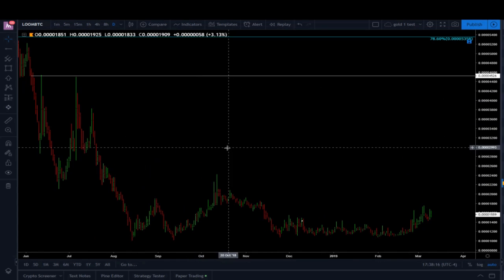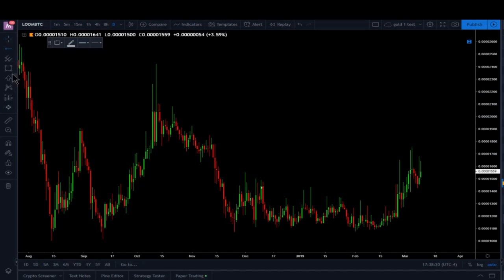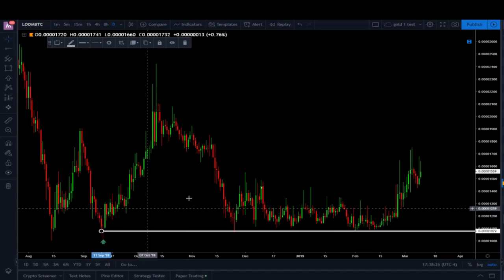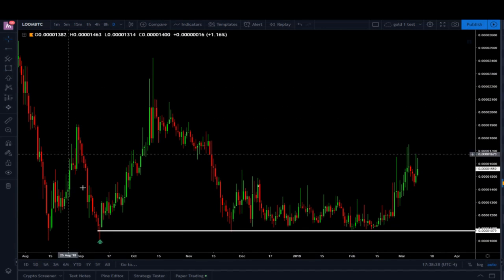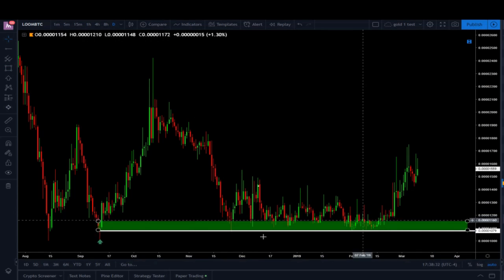So here's another random one. I'm just going to pick Loom. Been in a crazy bear market. Where did it find a bottom? Literally right on September 12th. It's the lowest tick on the entire chart. Just draw a quick support. Draw this little box over, denoting that's the cycle low support.